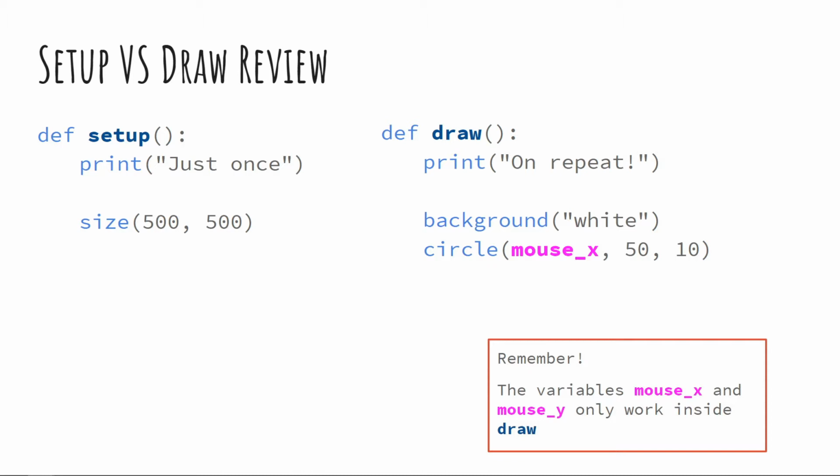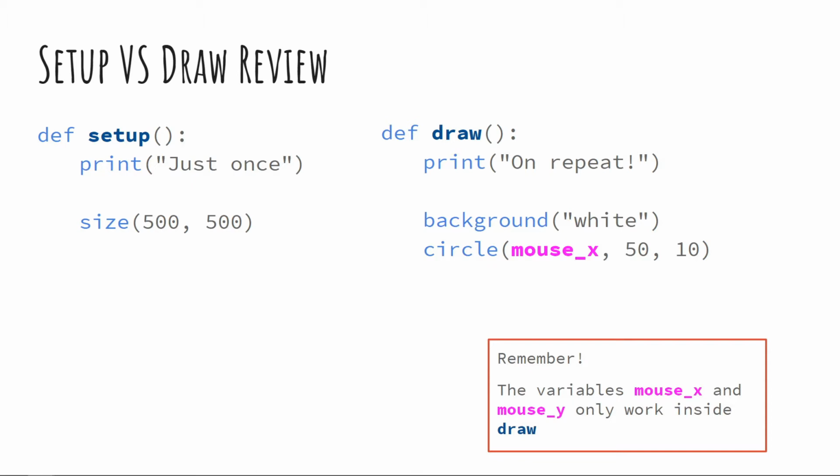We also talked a bit about the variables mousex and mousey, which record the position of the mouse on your drawing. Those will only work inside draw. You can't use those just in setup, because setup only runs once. It doesn't redraw the picture every time your mouse moves. If you want to have something that moves with your mouse, you need to make sure that you have draw so that you redraw it.